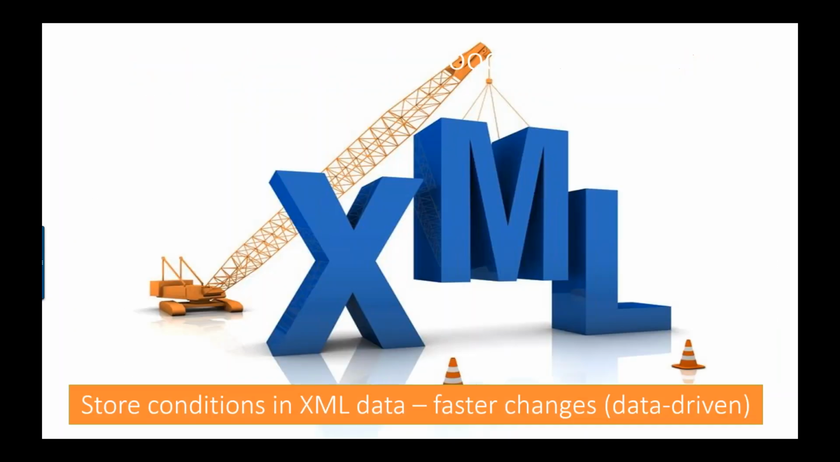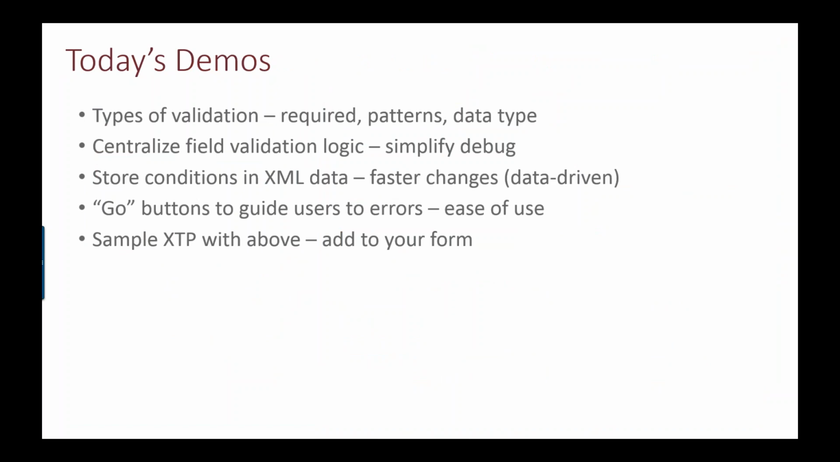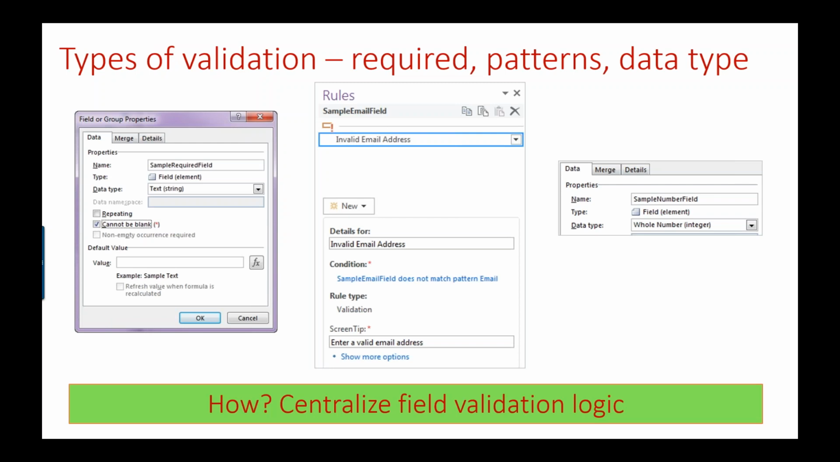Let's just quickly recap here. We talked about types of validation. I showed you required fields, different patterns and different data types. We talked about the number data types, and checking for past and future dates, email patterns and the required fields, and how all the rules are centralized in the validation XML that we're currently storing in the form as a resource file, but you could store it in SharePoint. We provided go buttons for easier usage for people filling out the form. It takes them to whichever section of the form where the error occurs. And, of course, the XDP that we're shipping out for those of you who attended today.